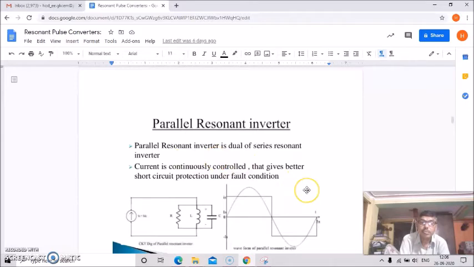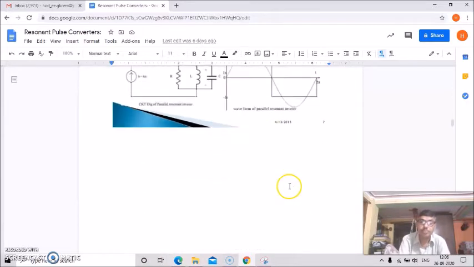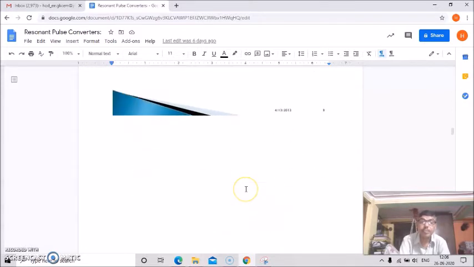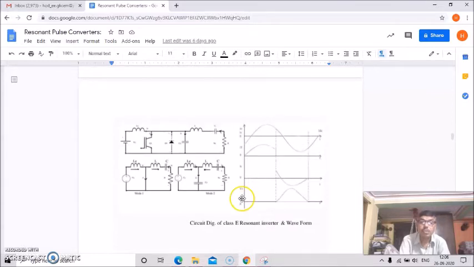In short, the parallel resonant inverter circuit is a dual of the series resonant inverter, and current is continuously controlled, which gives better short circuit protection under fault conditions. Next, the class C resonant converter has low switching losses, yielding a high efficiency of more than 95%, and is used in low power applications and high frequency electric lamps. This is the circuit diagram of class C resonant inverters.